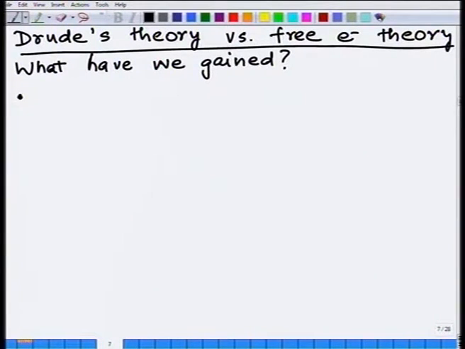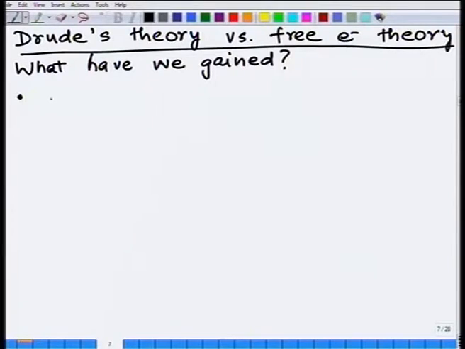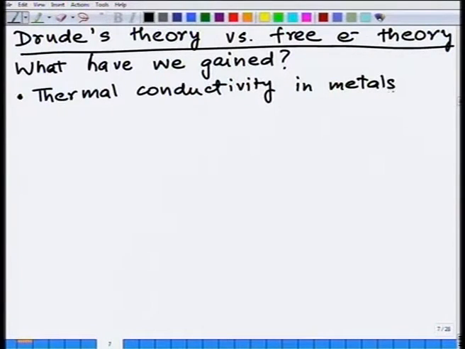In order to really show you the advantage of free electron theory, I will take you through a couple of topics which may sound out of context in the context of the electronic properties of material. What I am going to talk about is thermal conductivity and thermoelectric power, to just show you how free electron theory gives you a better estimate than Drude's theory. So, let us just look at two topics in this case. One is thermal conductivity in metals. In particular, I am going to talk about what is called the Wiedemann-Franz law.